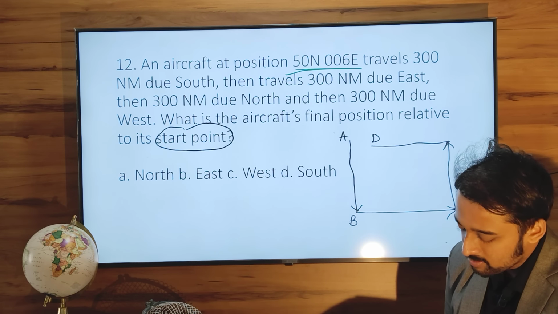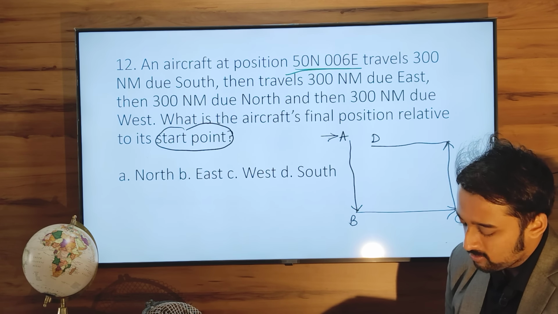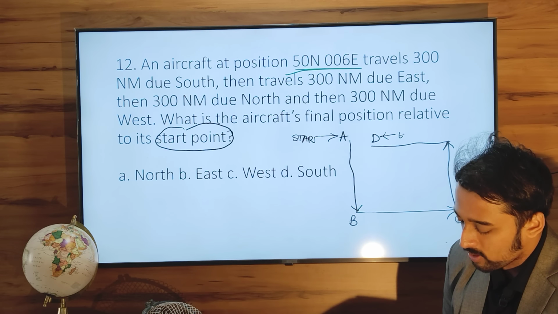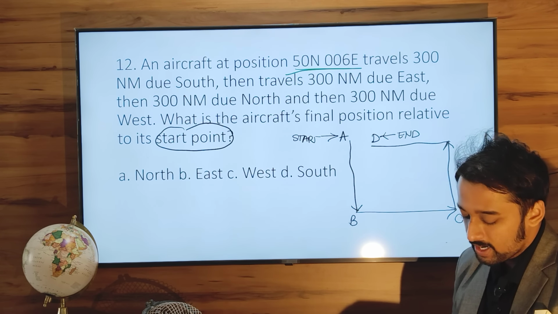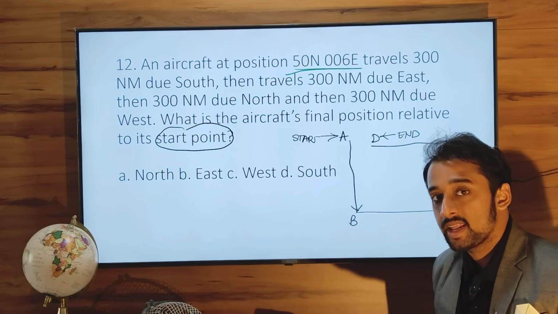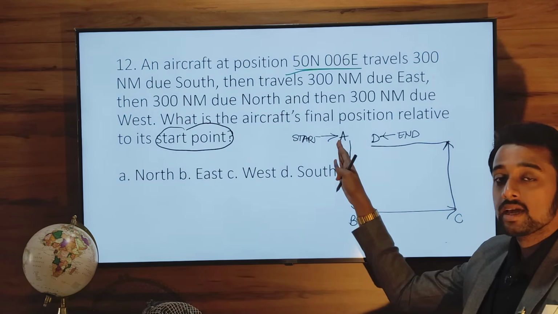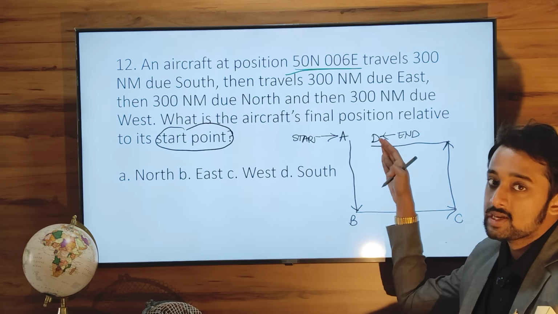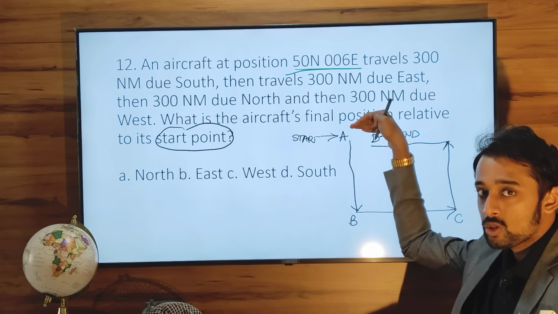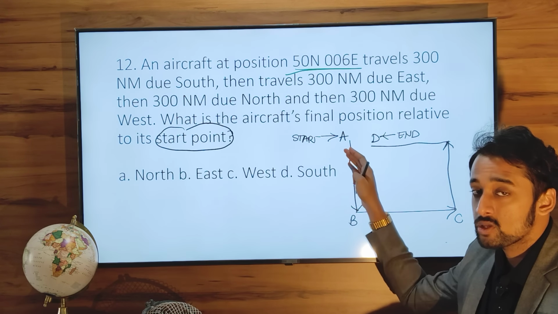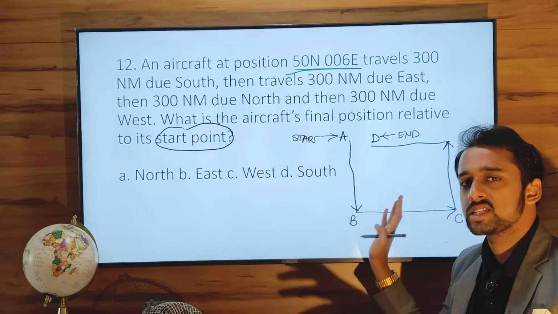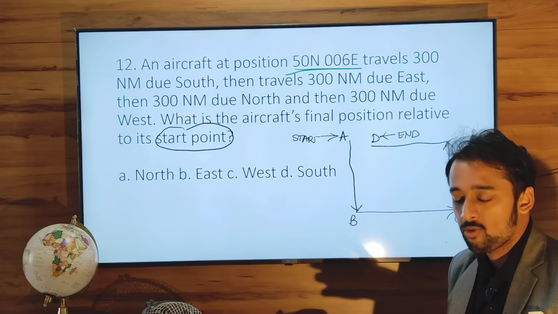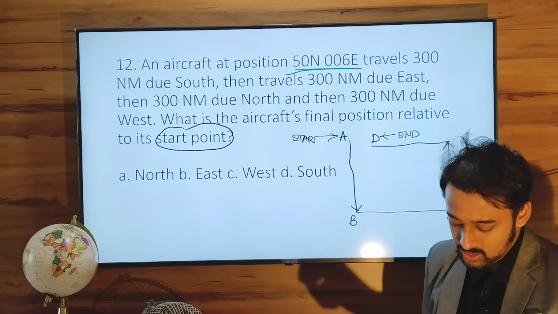So A was the starting point. D becomes our ending point. So we have to find the relative direction. So with respect to A, is point D located to its easterly direction, or to the north of it, or to the west of it, or to the south of it? We don't know. This is a rough diagram. So we will see what the relative direction is.